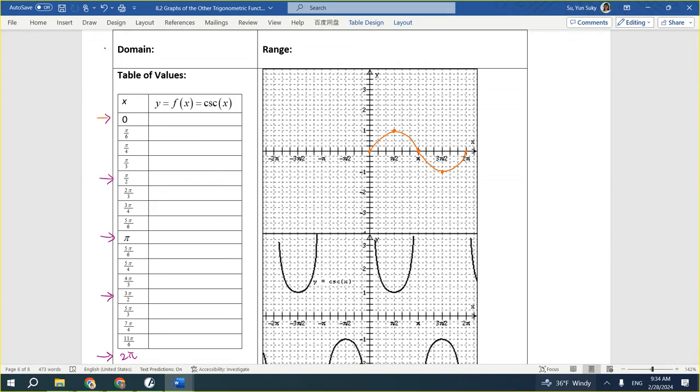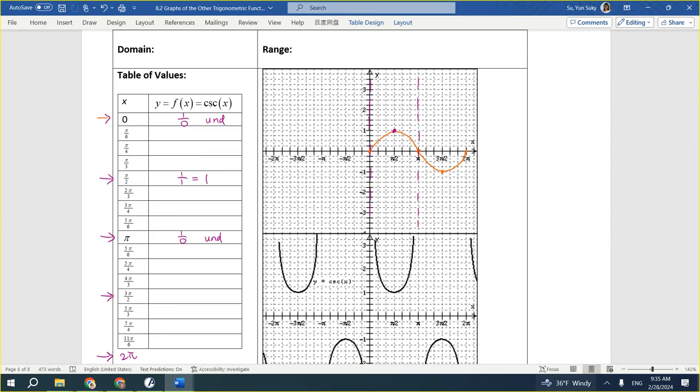Okay, so at 0, sine is 0. What is 1 over 0? Undefined. So we have a vertical asymptote there. And at pi over 2, sine is 1. What's 1 over 1? 1. So we have a point there. And at pi, sine is 0. 1 over 0 is undefined. So also draw a vertical asymptote.